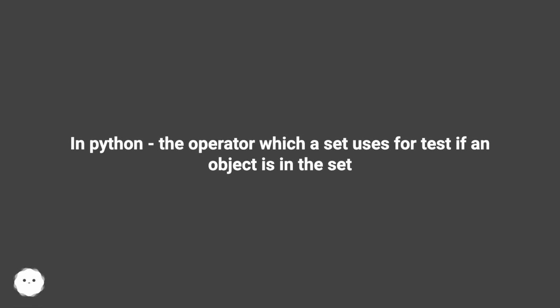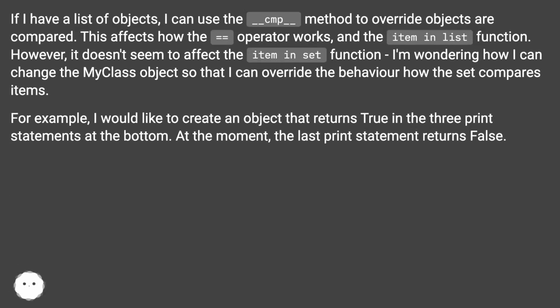In Python, what operator does a set use to test if an object is in the set? If I have a list of objects, I can use the __cmp__ method to override how objects are compared. This affects how the == operator works, and the item in list function. However, it doesn't seem to affect the item in set function.